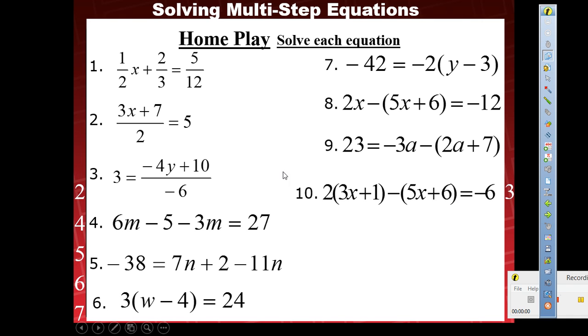So our home plate for tonight is 10 multi-step equations. Here they are, 1 through 10. Make sure you copy those. If not, it'll be up on the video, so you can go look at the video.